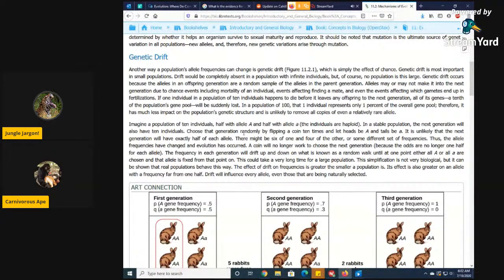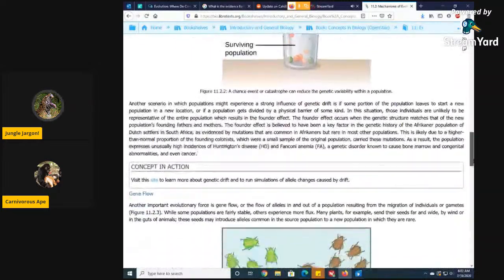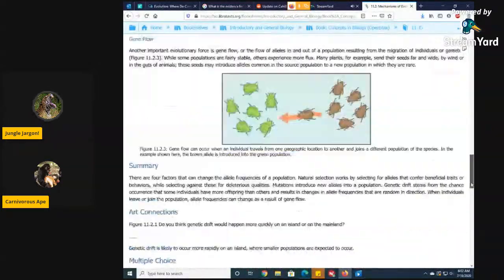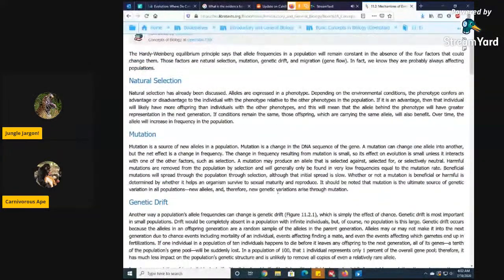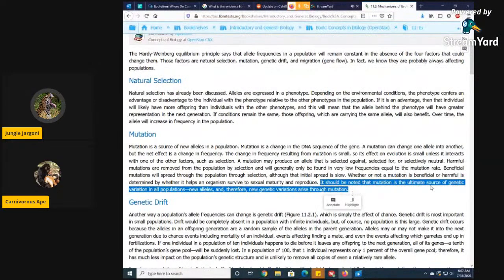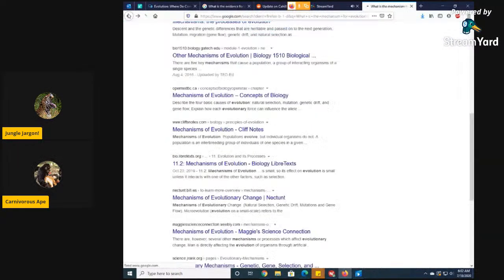Okay, another way is genetic drift. We already talked about that. It doesn't really affect anything. Okay, so they admitted here with all this that mutation is the ultimate source of genetic variation in all populations, new alleles. Therefore, new genetic variations arise through mutation. So, you know, yeah, it's the driving force. Sit back and relax because it's going to take a long time. In other words, basically.